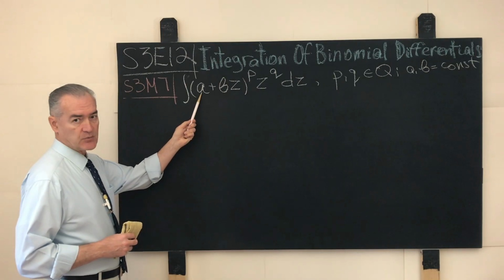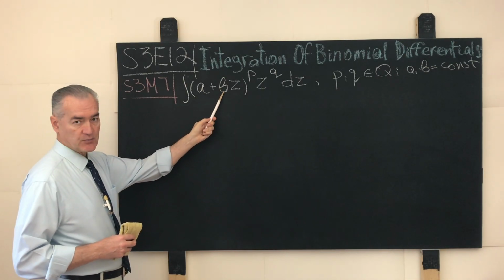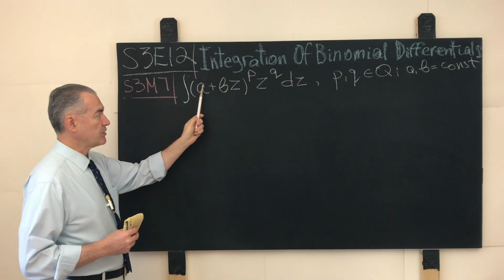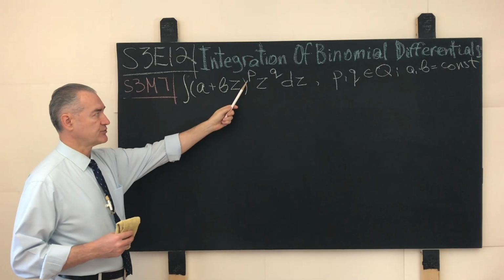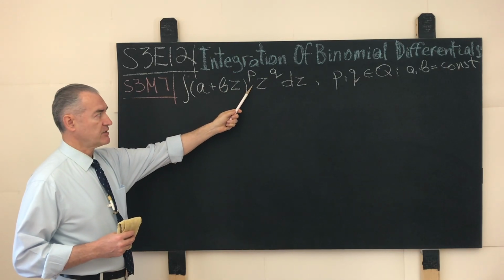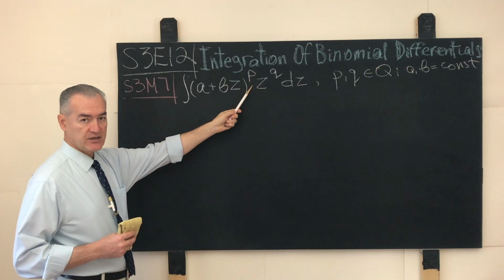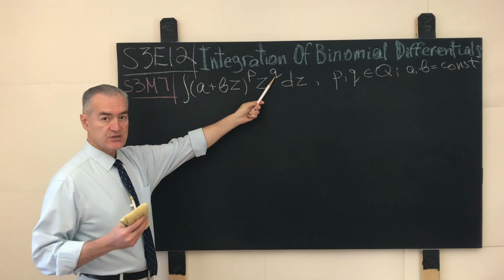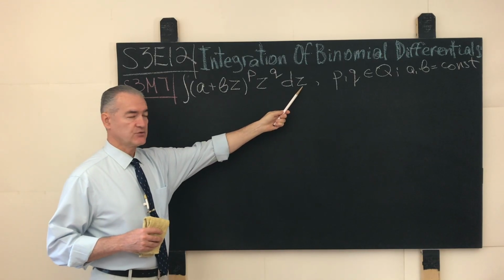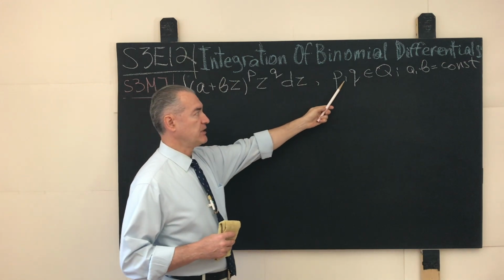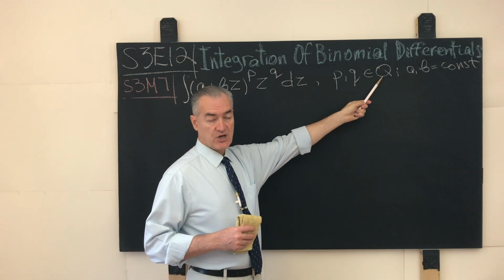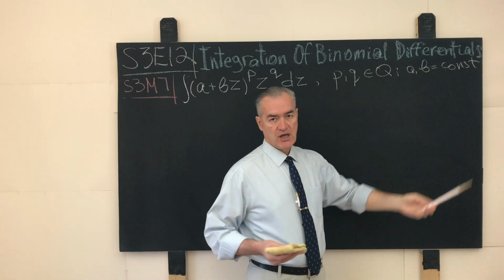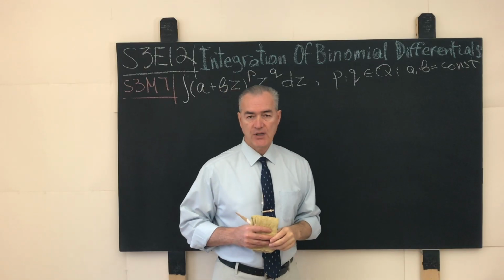A constant real number a plus a constant real number b multiplied by the integration variable z, when the entire linear combination is raised to the power p, and that formation is multiplied by the integration variable z raised to the power q, and the integration in this case is carried out with respect to the variable z, where p and q are generally rational numbers, and the symbols a and b stand for a certain constant real number.